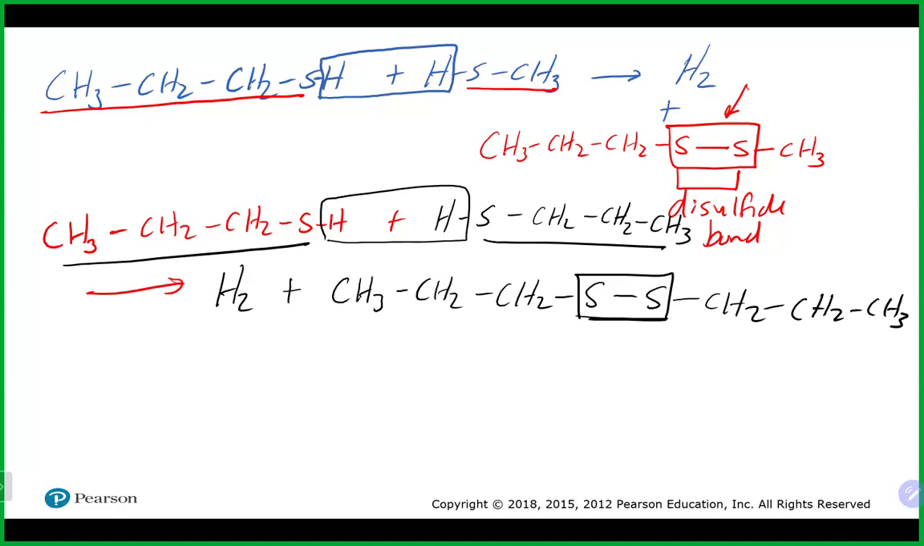Sometimes it's easier if you just turn one so that the sulfurs are facing each other, box out the hydrogens, and then just go left to right and put everybody together. Any questions on that there?